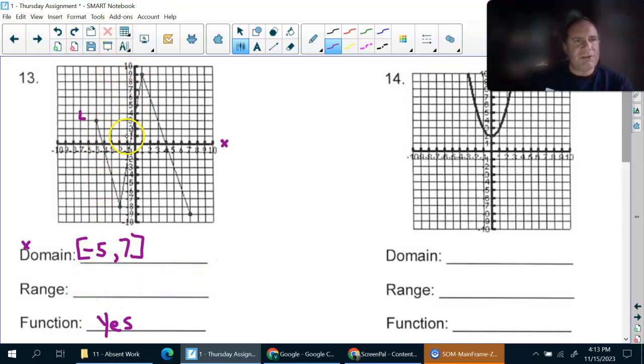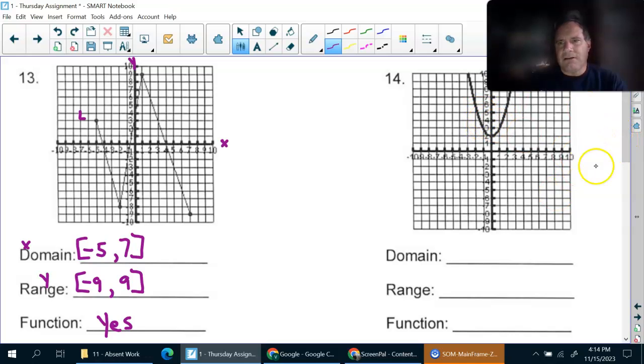The range, we're talking about up and down, so this is the y. So the lowest that the graph goes is -9. So we're going to put -9. -9 is the lowest that the graph goes, and the highest is 9. And we put a bracket for that because it is a shaded dot there.